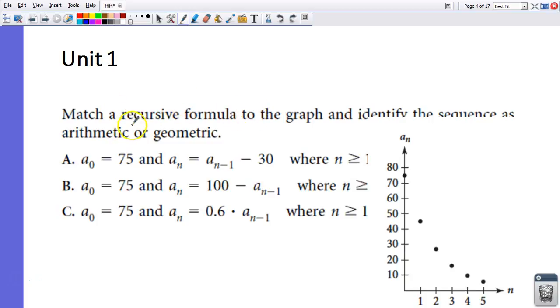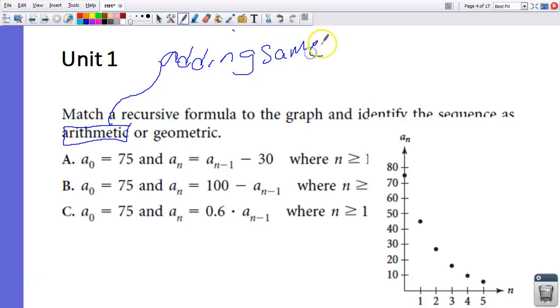So you will need to know for the test that an arithmetic formula, or recursive sequence, is something where you're adding the same number each time. And if you are adding the same number each time, that's going to be a straight line, right? Adding the same each time. And that's just going to be a straight line, which obviously this isn't.